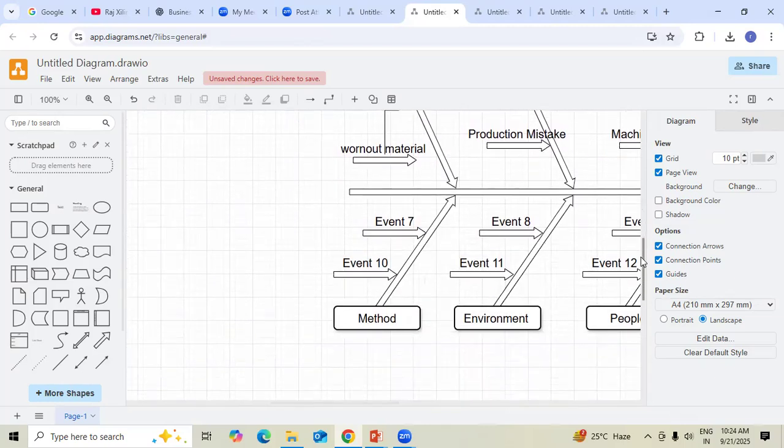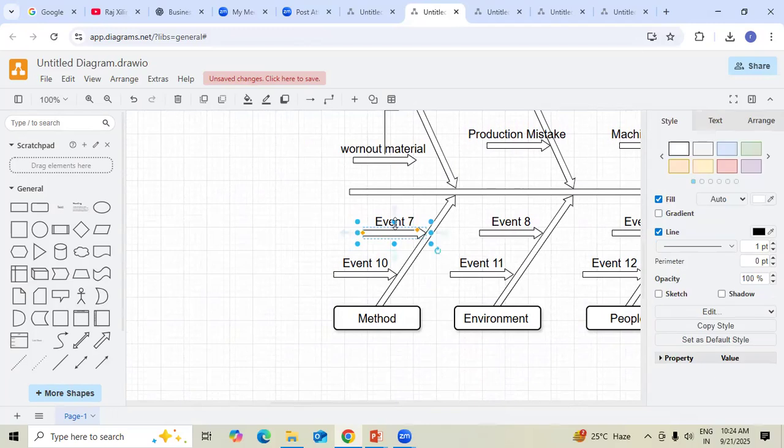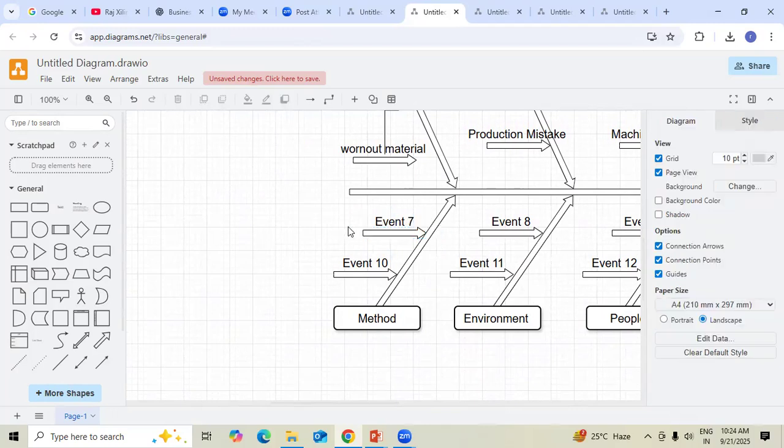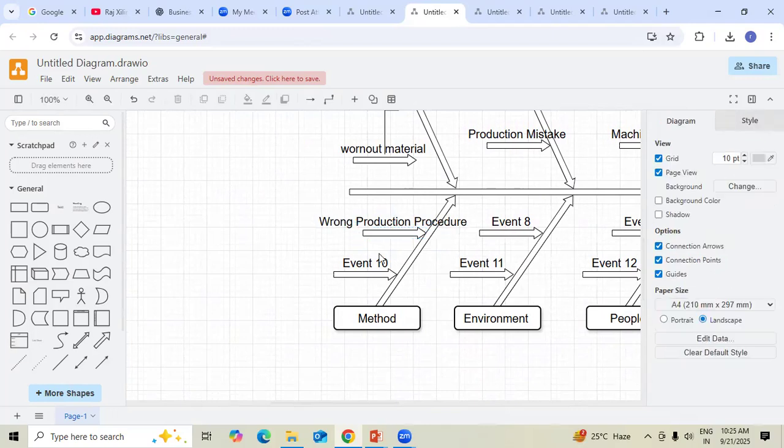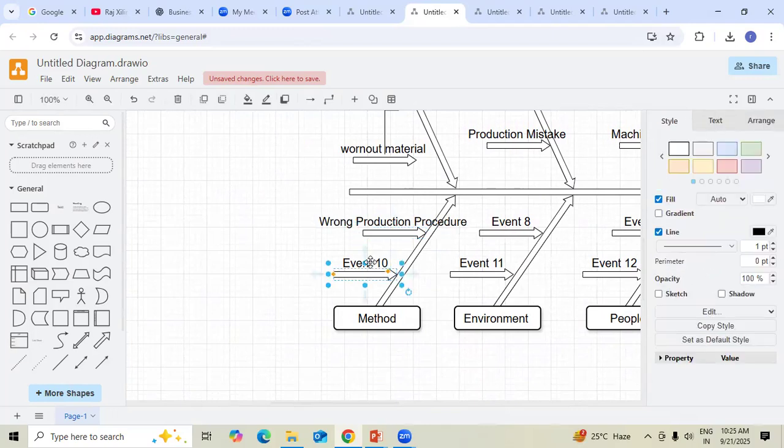Next, when it comes to the methods, generally one method I can take. For example, one of the methods I am taking here is the wrong production procedure. Okay, the wrong production procedure has been taken. One event is enough, right? So one event is sufficient. If you want to add more events, we can add them to the existing ones, depending on the event we have taken, whenever it is needed.